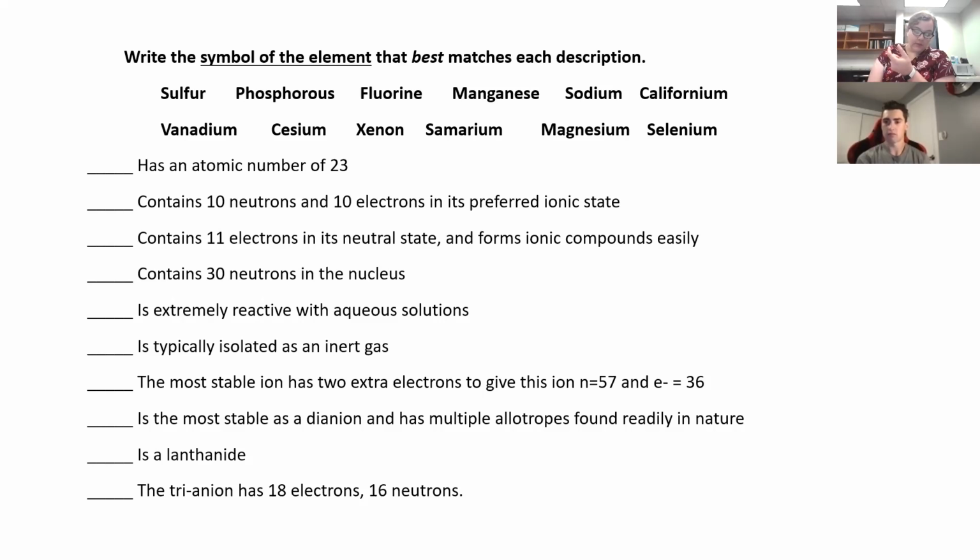Sodium is in the first column of the periodic table, which means that it wants a +1 charge. In order to make our neutral sodium +1, we have to take away 1 electron so that there's an imbalance. We have 1 more proton than we have electrons, which means that we're going to have 10 electrons. So that actually matches our question here, right? 10 electrons in the preferred ionic state.